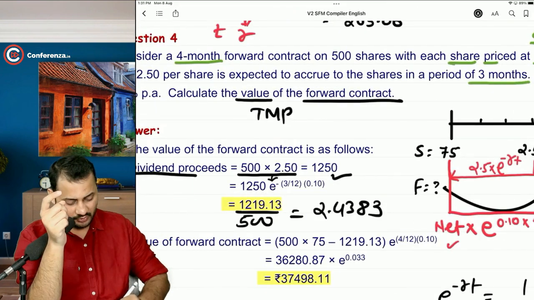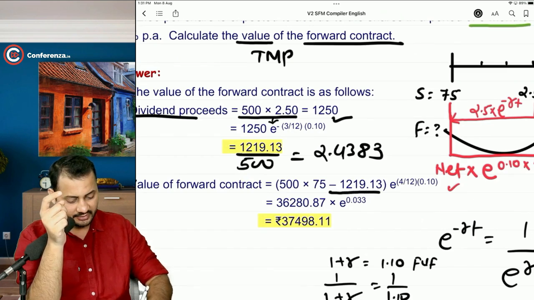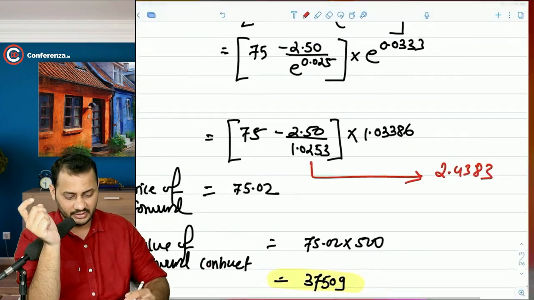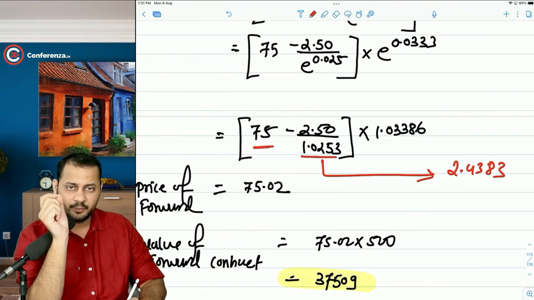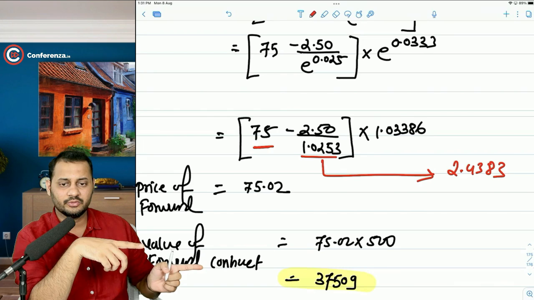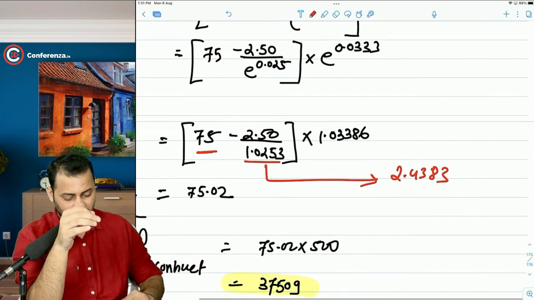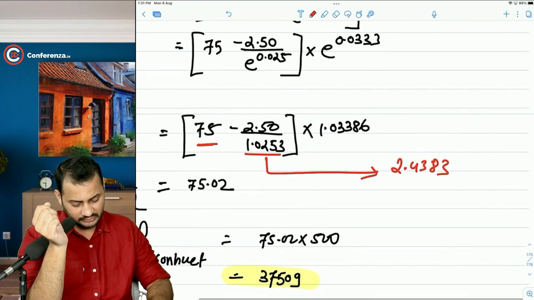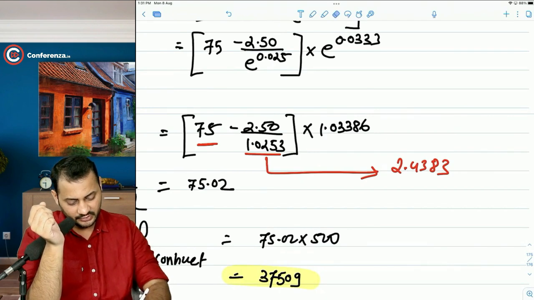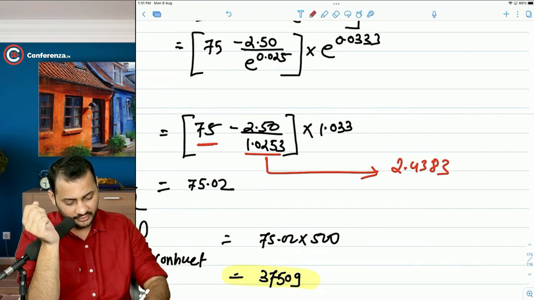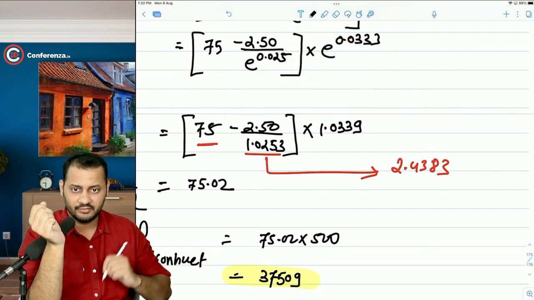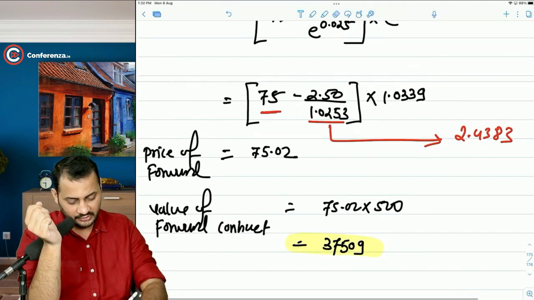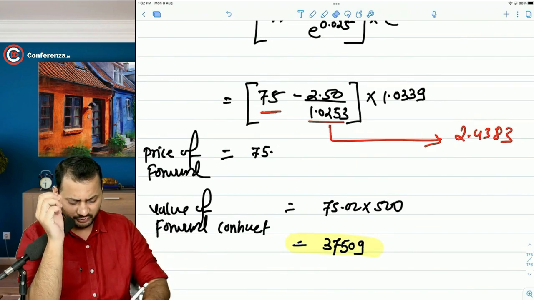And the same amount, 1219, is being deducted from 75 into 500. The same amount is being deducted from 75 rupees. So practically speaking, this answer comes to the same thing. One more thing you can do is remove one more figure and round it off to 4 digits only, so 1.0339. If you do that, what is going to happen? The answer is going to change only slightly.